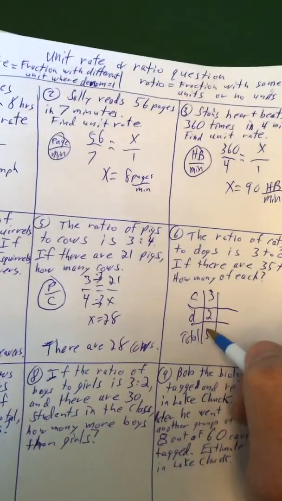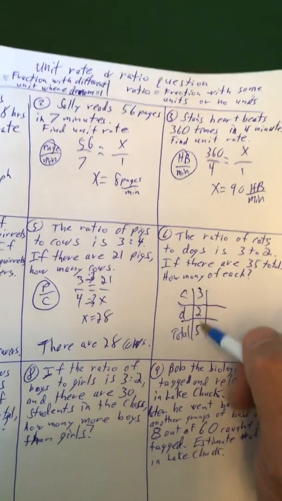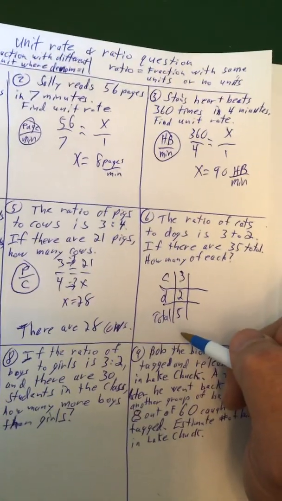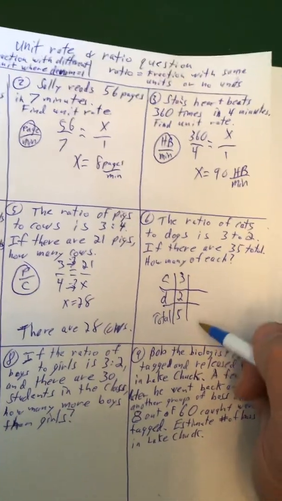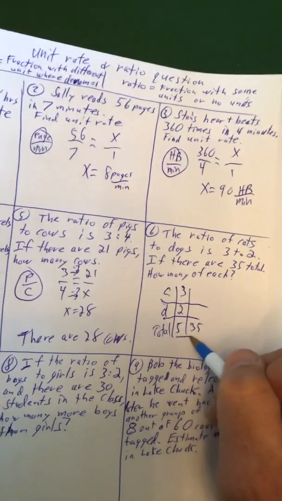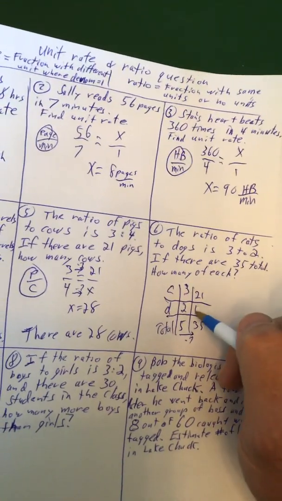They add up to 5. So 3 out of 5 would be cats, 2 out of 5 would be dogs. If the ratio is 3 to 2, well, that adds up to 5. Now 35 is your total, so where do you think the 35 is going to go? Yeah, it's going to go right next door there. So that's just times 7. So times 7, times 7, 21 and 14.